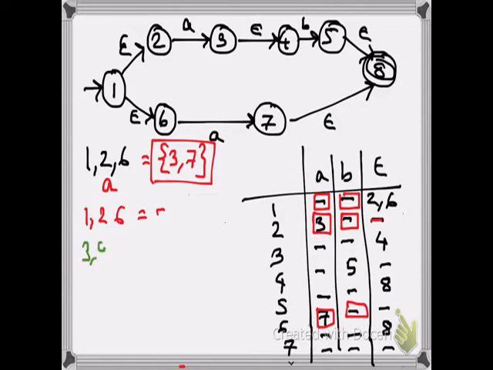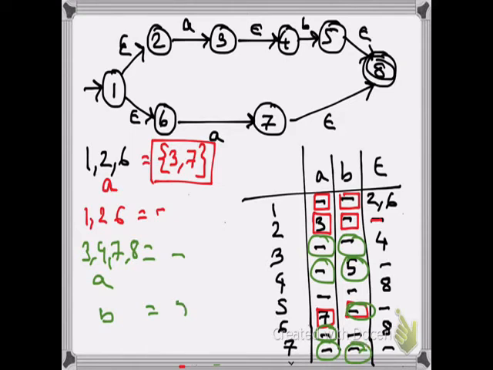So I have 3, 4, 7 and 8. So let's see on A. On A we will get 3, 4, 7 and 8. So nothing, no change. On B, here we have a transition from 3, 4, 7 and 8. So we get 5.